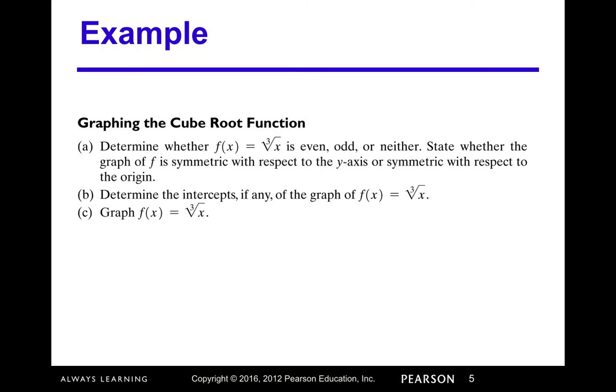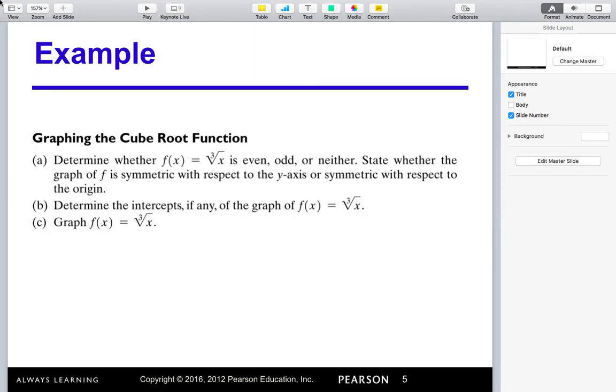The next function which you need to know is the cube root function. So the cube root function behaves a little differently. You will need to decide if cube root of x is even, odd, or neither, and you have to state it. So we'll talk about that example, if the graph is symmetric with respect to the y-axis or symmetric with respect to the origin. That's how we're going to know if a function is even or odd. Also, we'll talk about the intercepts, if we have any, and graph it.